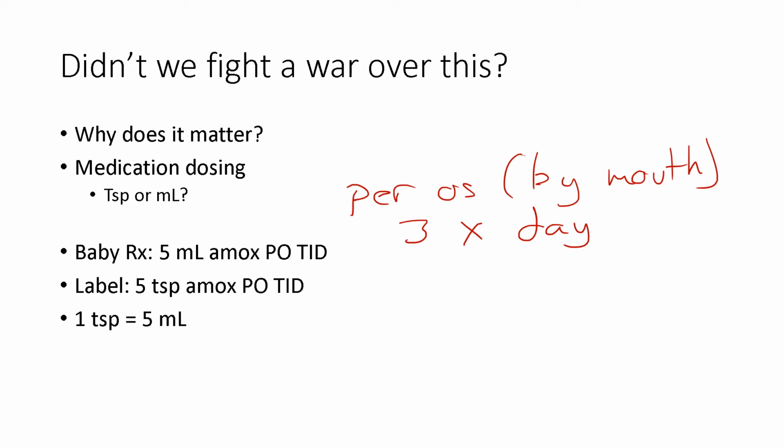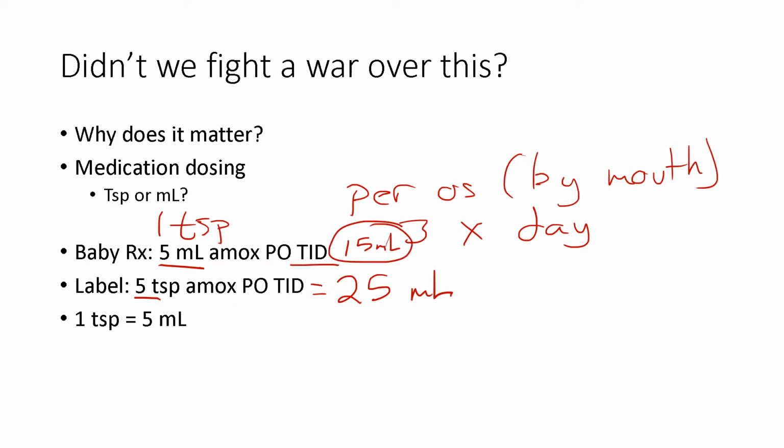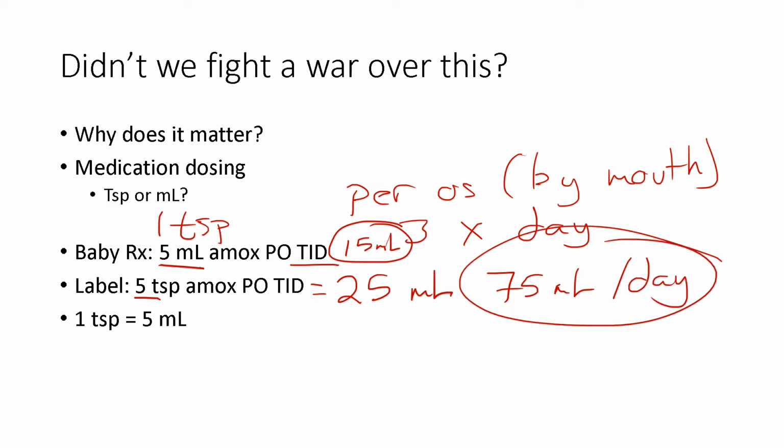So if our baby is supposed to get 5 milliliters, or 1 teaspoon, and somebody messed up on the printer and now our baby's getting 5 teaspoons per dose, how many milliliters is our baby getting in each dose? Our baby's getting 25 milliliters, 5 times what they were supposed to get. And 3 times a day, the baby should be getting 15 milliliters total in the whole day. Here we've gone over that amount in just 1 dose, and our baby's going to be getting 75 milliliters per day. That's a lot of amoxicillin for a very small baby.